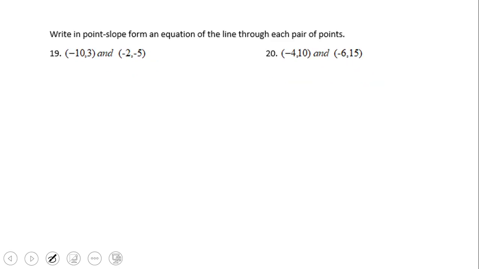And now let's go to case 2, where we do have 2 points given, and we need to write the equation in point-slope form of each line. So let's start with number 19, and the first thing we're going to do is find the slope.